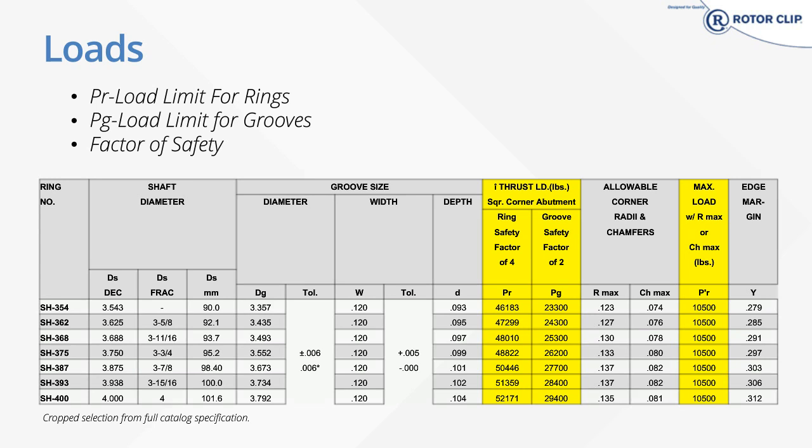Next, we have PG, the thrust load for the groove. And the calculation is similar, but the groove depth is used instead of the thickness, and the strength of the groove material is used instead of the ring material. You'll see that there's a safety factor of 2 on the groove and a safety factor of 4 on the ring. It's because the loading for the ring is slightly less precise.